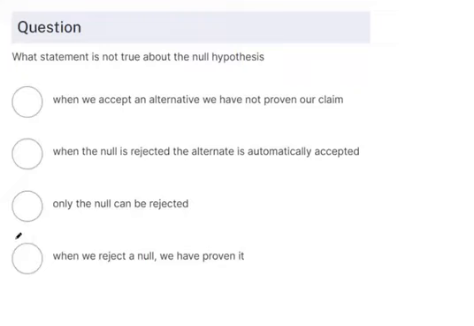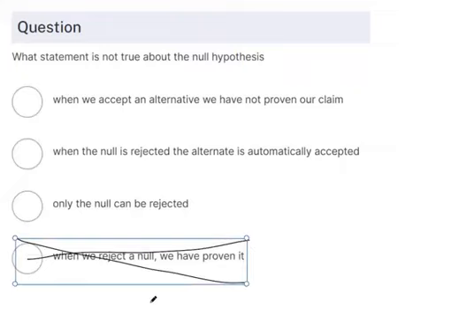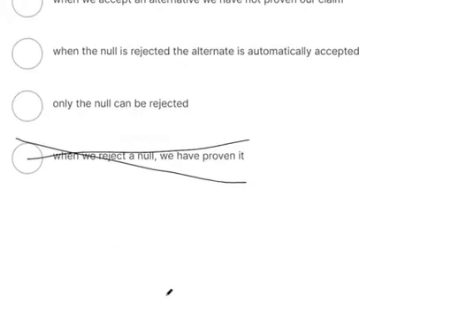Okay, this is definitely false. This is not true. When we reject the null, we have proven it. No, that's the opposite, and you're not proving it, but you're finding evidence against it. If you're rejecting the null hypothesis, you found evidence against the null hypothesis.